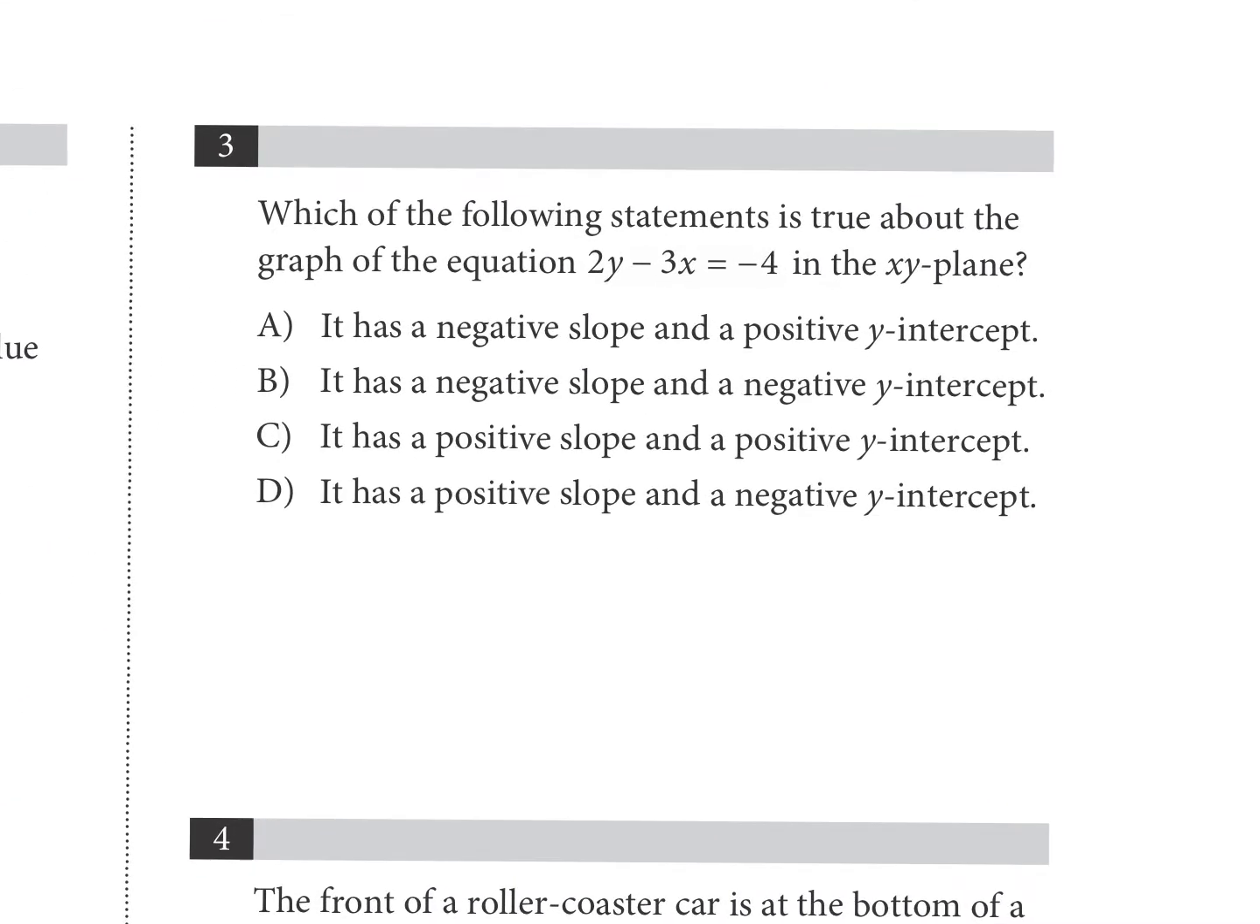On to number 3. Which of the following statements is true about the graph of the equation 2y minus 3x equals negative 4 in the xy plane? So this one is asking you about slope and y-intercept. So look at the choices. It's trying to get you a feel for what you're trying to answer here. So the way to figure out about slope and y-intercept is to solve for y to get it into slope-intercept form, right?